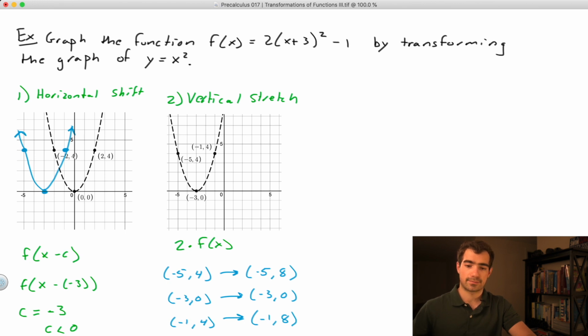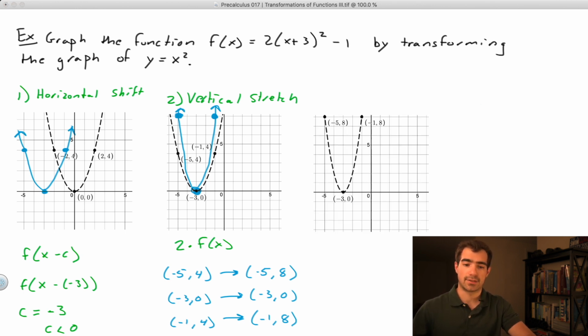Plotting each of these, we have negative 3, 0, we have negative 5, 8, and we have negative 1, 8. And so if we connect the dots, our function should look roughly like this. Taking that blue graph now and copying and pasting it into a third space here, it's usually helpful as you're doing this, if you're writing it out by hand at least, to kind of move one at a time like this. But if we take that graph here and copy and paste it here, we can then take a look at our next piece, which would be to shift this vertically by 1.